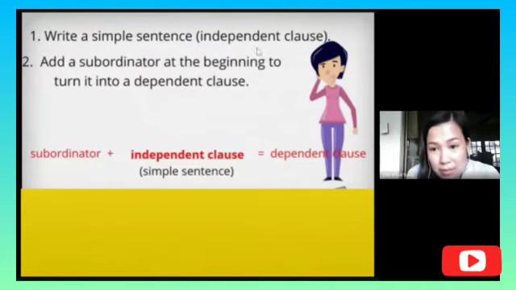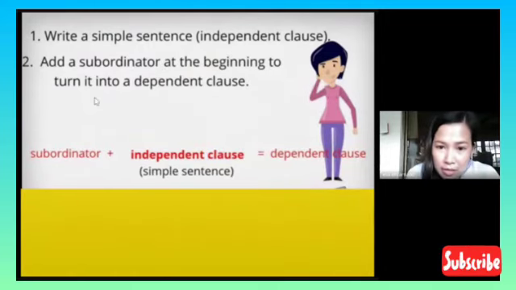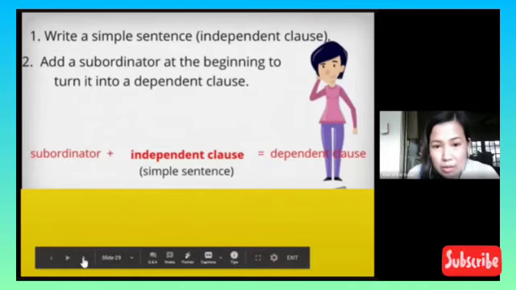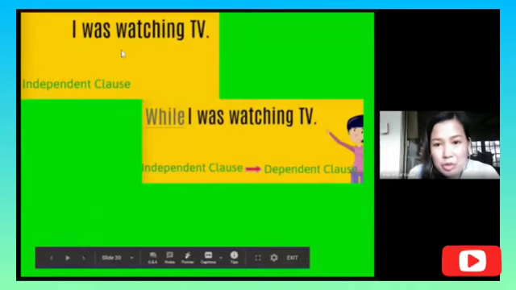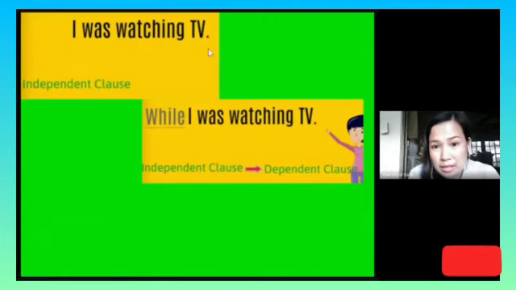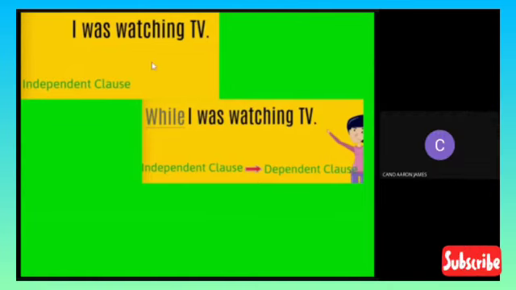Write a simple sentence that is your independent clause. Tapos, we are going to add a subordinator or subordinate conjunction at the beginning of your sentence para maging dependent clause siya. So, sample, ito yun. I was watching TV. That is my simple sentence. That is my independent clause. Okay? Gawa na kayo sa notebook nyo. Gawa kayo ng simple sentence nyo.